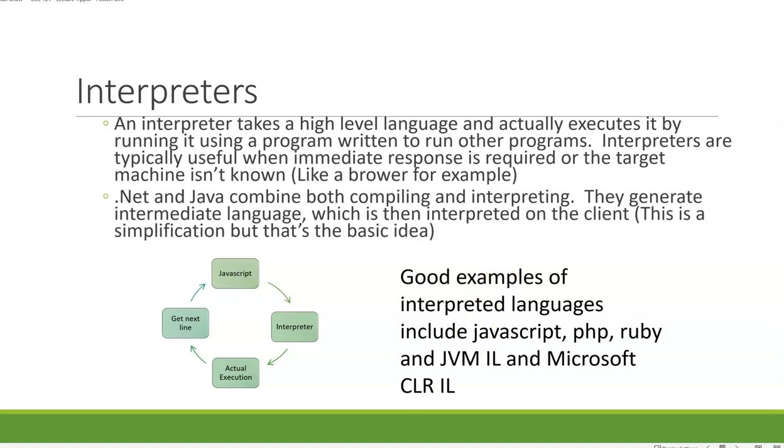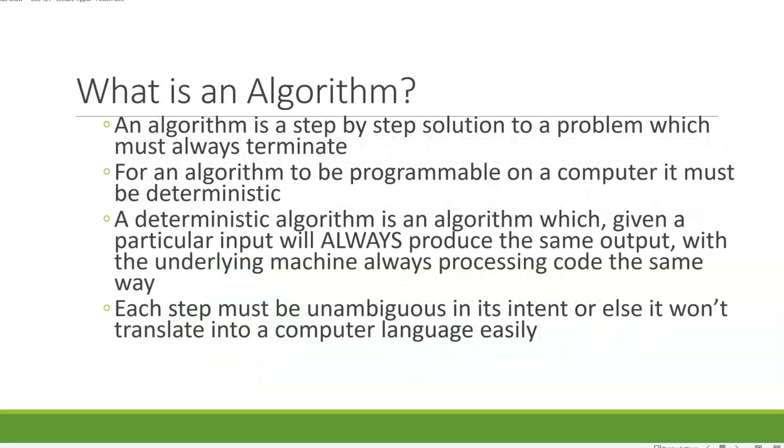then they're done. .NET and Java combine both compiling and interpreting. That's C# and Java. They generate an intermediate language which is then interpreted on the client. As it's interpreted, however, it's also compiled. JavaScript is also interpreted. PHP and Ruby are also interpreted. The biggest disadvantage of interpreters is speed. It's slower to interpret code. So what is an algorithm?